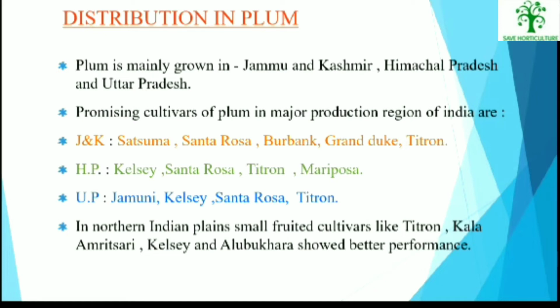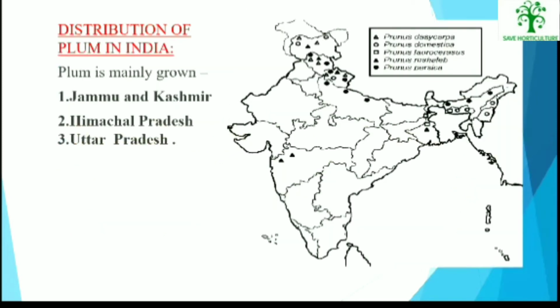In northern Indian plains, small fruited cultivars like Titron, Kalan Amritsari, Kalse and Alu Bukhara showed better performance. Distribution of plum in India. The plum is mainly grown in Jammu Kashmir, Himachal Pradesh and Uttar Pradesh. The map shown in the picture depicts the regions where the varieties of plum are grown in abundance.